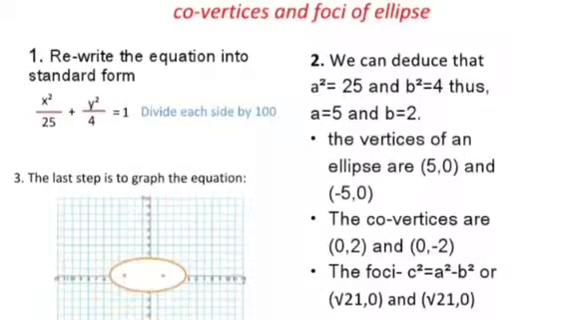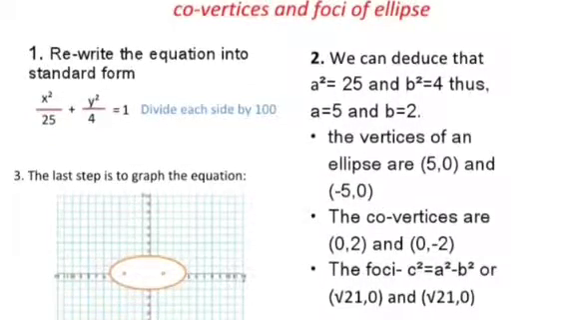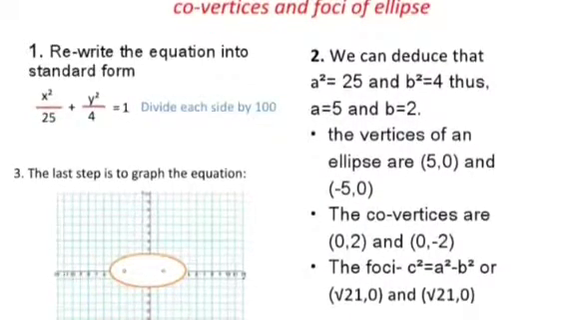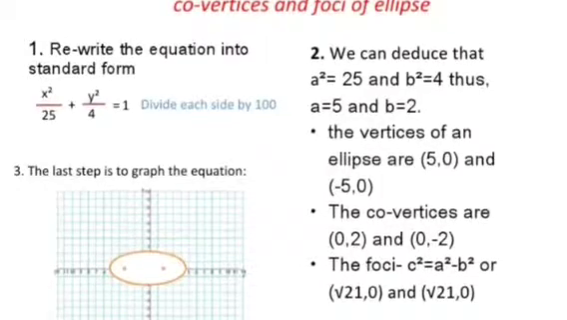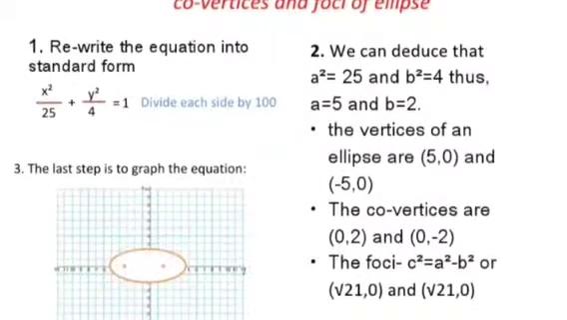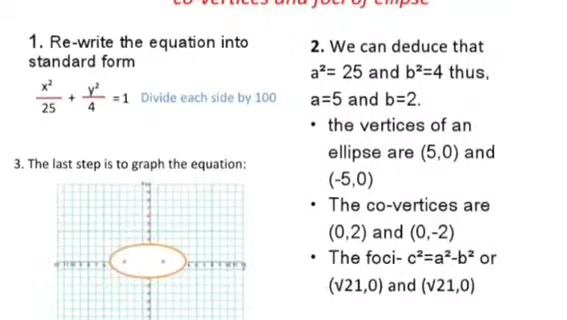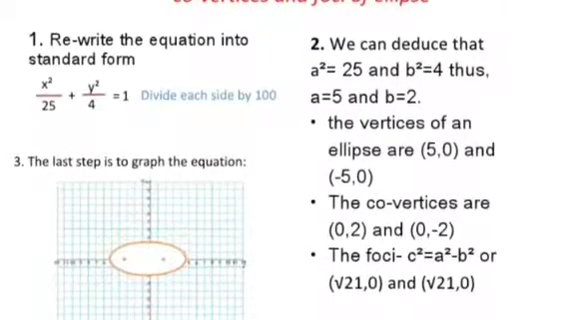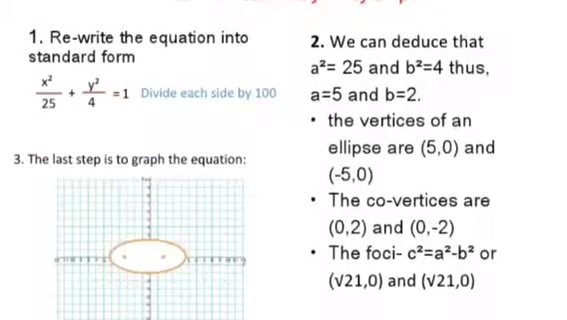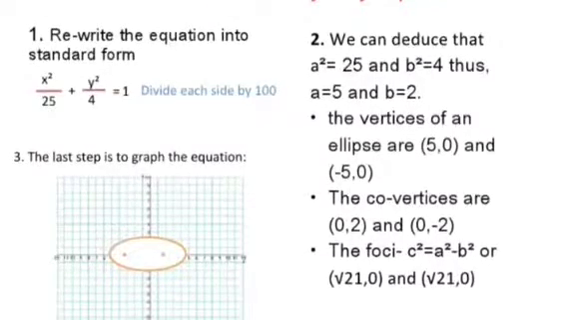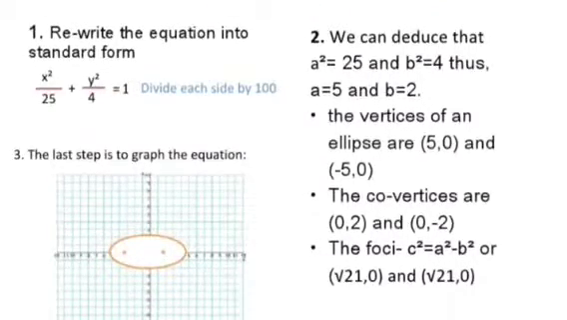In order to get the foci, we need to figure out the equation c squared equals a squared minus b squared. Once we plug in all the terms, we know that c squared equals 25 minus 4. And thus, the foci are (square root of 21, 0) and (negative square root of 21, 0).